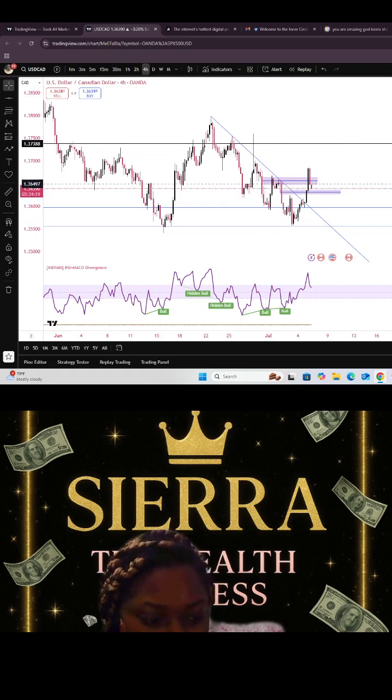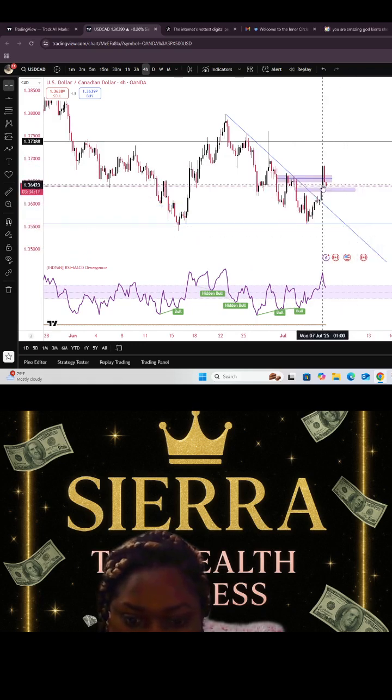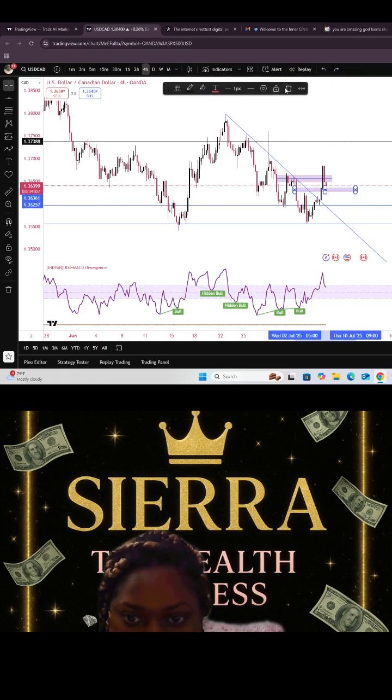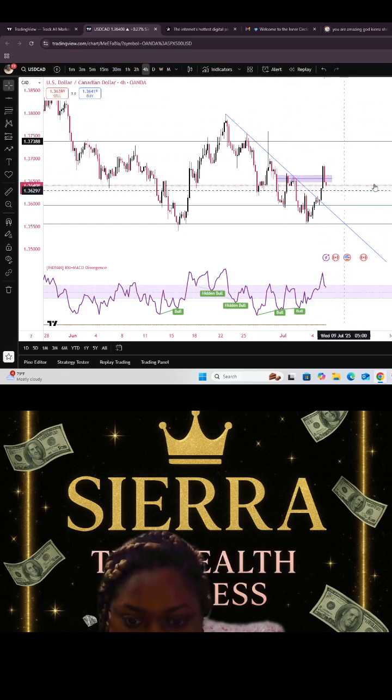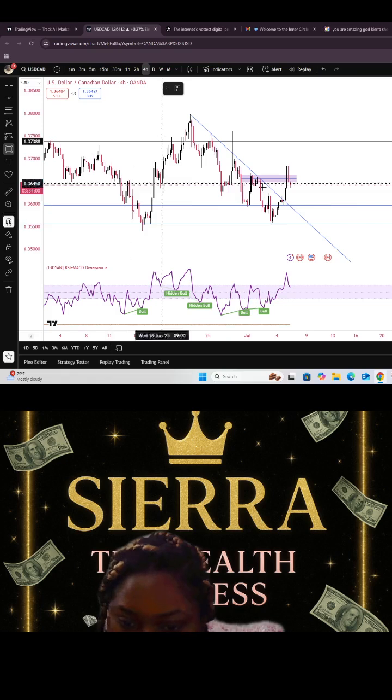Okay, it's 8:25 a.m. So I'm just going to delete this zone right here because now what did I just delete? Nope, this one right here, because now I want to focus on this fair value gap here.